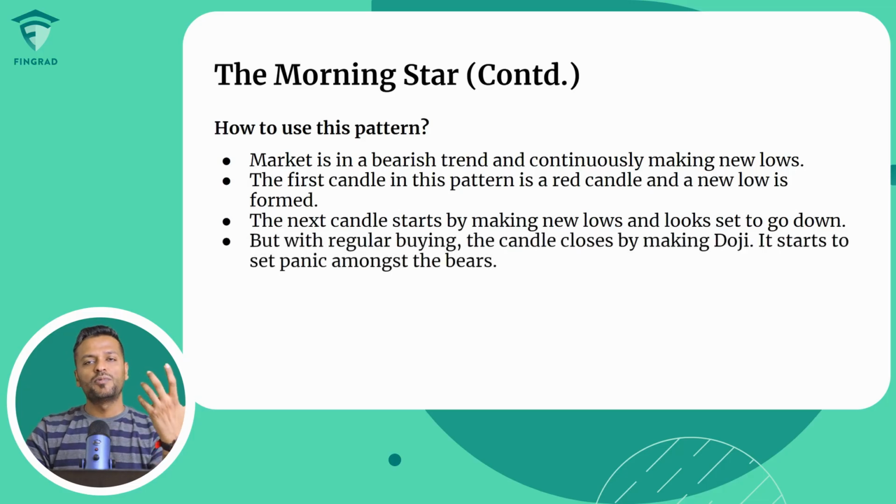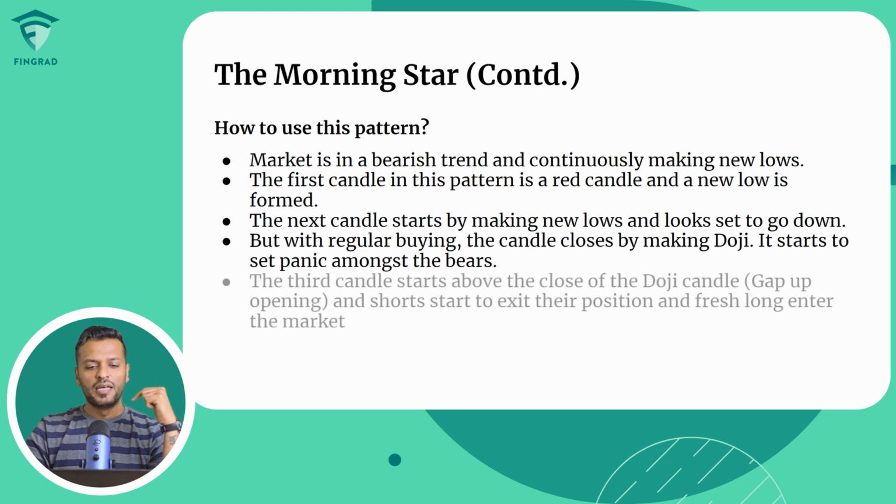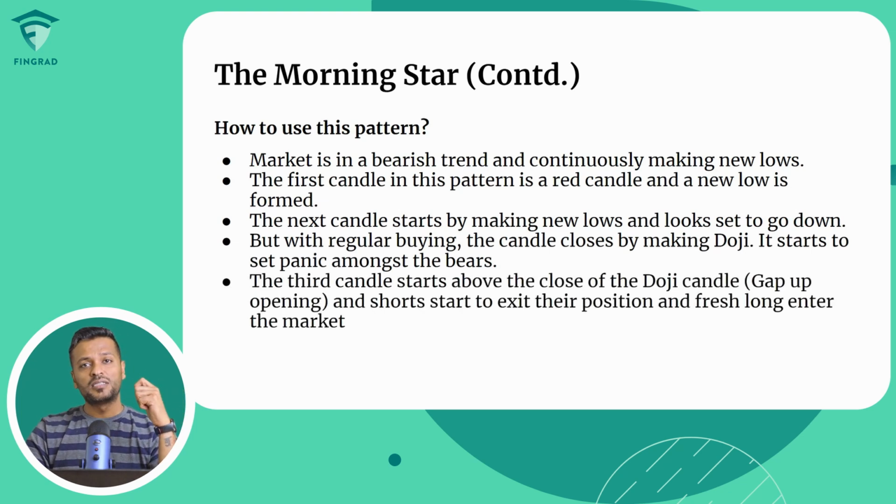You don't see that negative momentum in the market. The sellers try to push it down, but we see buying momentum coming in and the buyers are taking over the market, and they don't let it form a red candle. They make it either a doji candle or a small green candle. And the third candle starts significantly above the second candle's close, which is where you can see massive panic buying amongst the sellers. They just want to exit their positions, and we can see fresh longs being initiated in the market. So this is how a morning star pattern is formed.